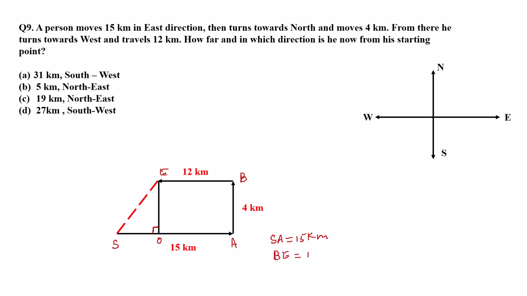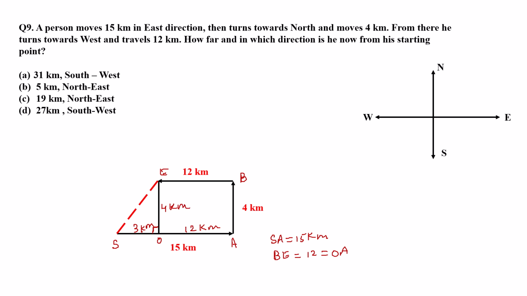Now if BE is 12, then OA is also 12, because if you see it is like a rectangle. So opposite sides equal. This is also 12 kilometer. So what is the remaining distance? So this will be 3 kilometer. And AB and OE will be the same. So this is 4 kilometer.